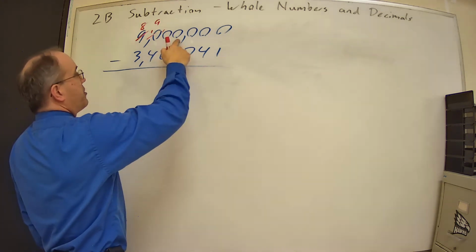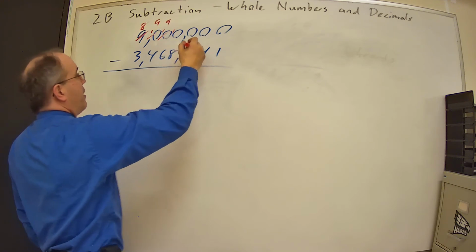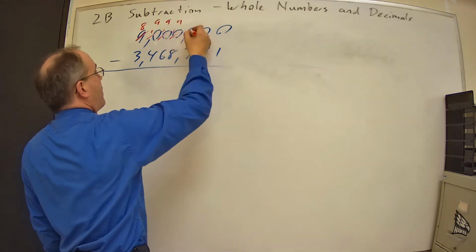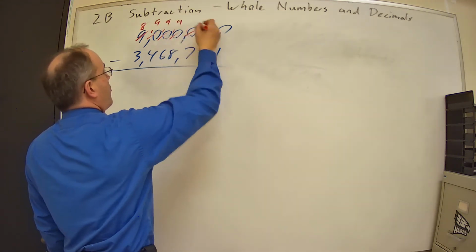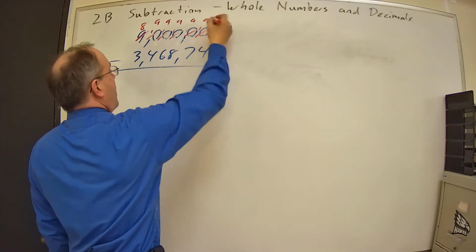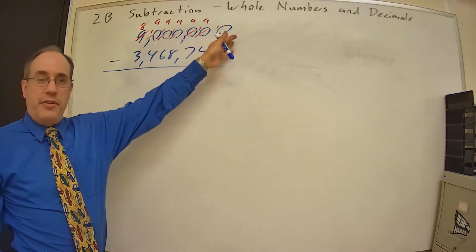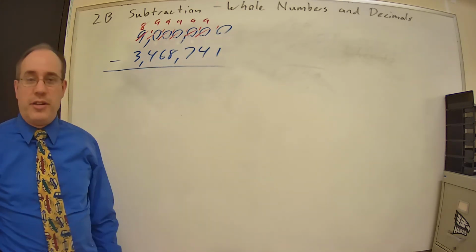But now I need to do the same thing here. So I borrow from this and make it a 9 and make that a 10. I borrow from that, make it a 9 to give that a 10. I borrow from that, make it a 9 to make that a 10. I borrow from that, make it a 9 to make that a 10. And I am now down to where I can subtract 10 minus 1.